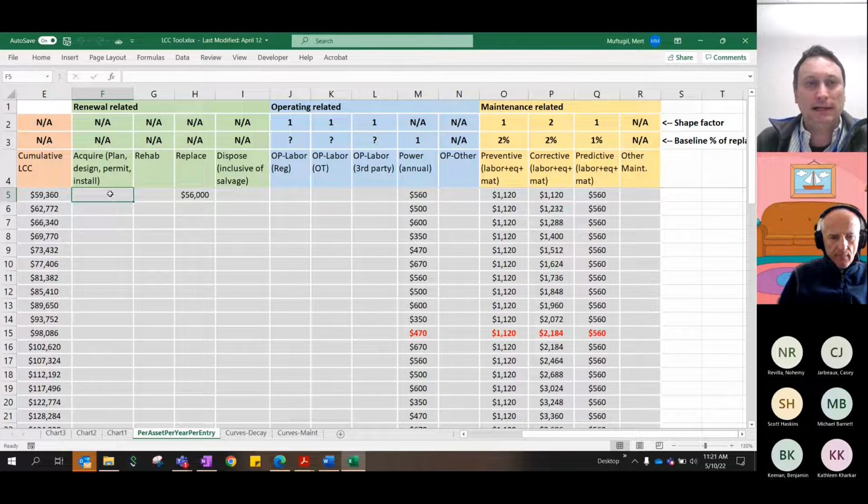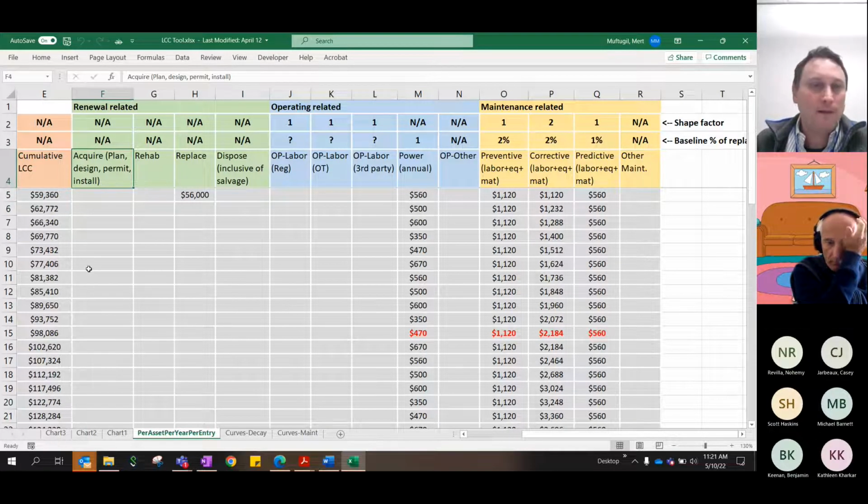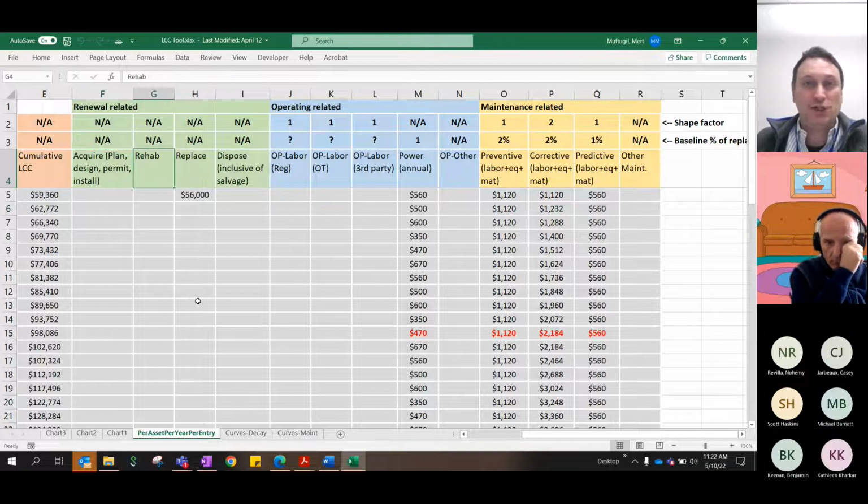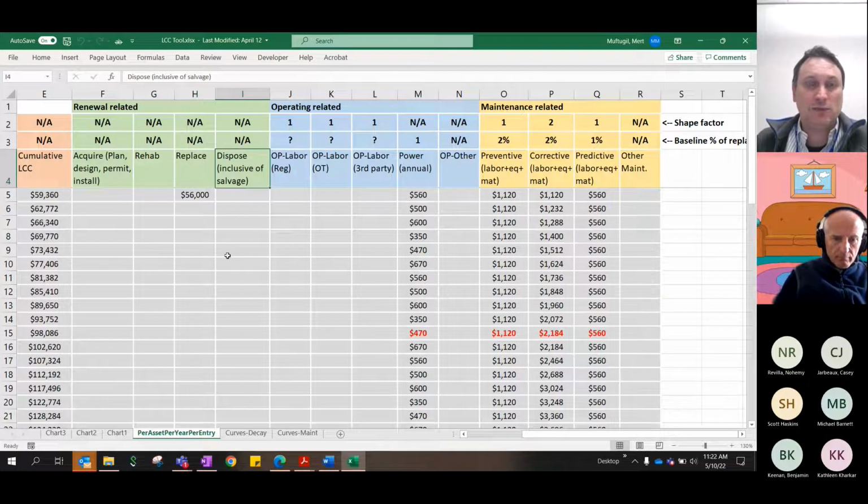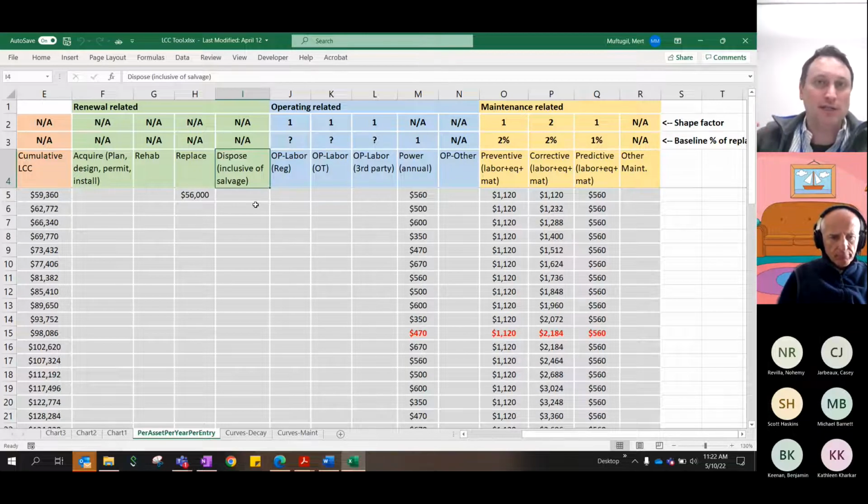So the first one is, if you had to go through some sort of sophisticated design, construction, permitting, or whatever costs you incurred to acquire an asset in the first place, there is a space for this. The next one is simply the rehabilitation rebuild costs. Next one is replace. And then the next one is dispose, including the salvage value. So there's a disposal cost of, say, $50,000 to get rid of this asset, but we were able to get $20,000 back when we sold it, when we salvaged it. So that would be $30,000 there. But the idea is that these are asset renewal related costs.